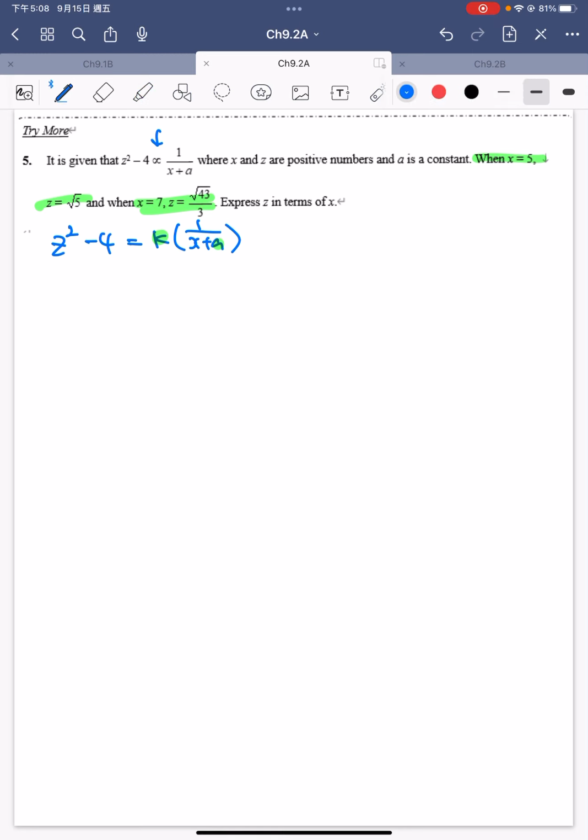So we have the first condition, which is when x is equal to 5, z is equal to the square root of 5. We do the similar thing. We put in our x and z value into our formula, and let's see what happens. So when we substitute z is equal to square root of 5 into the formula, we get the square root of 5 squared minus 4 is equal to k times 1 over 5 plus a.